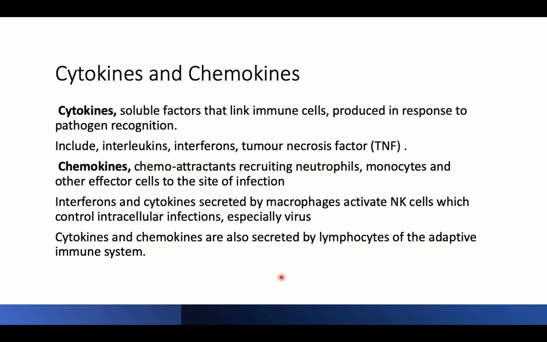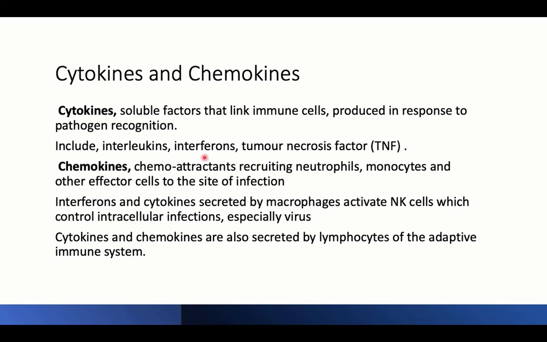Now we are in the humoral mechanisms of the innate immunity. After the complement system, we have cytokines and chemokines. Cytokines are soluble factors that link the immune system, produced in response to pathogen recognition. This includes interleukins, interferons, and tumor necrosis factor alpha. So exposure to a pathogen will result in activation of the innate immune cells, including neutrophils and macrophages, which will secrete cytokines that mediate the inflammatory response, including interleukins, interferons, and the tumor necrosis factor.